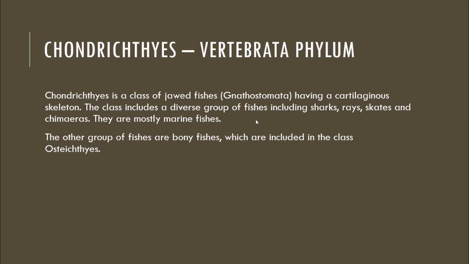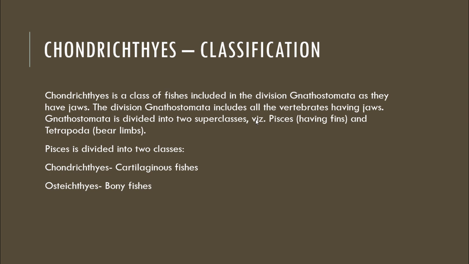So the class includes a diverse group of fishes, including sharks, rays, skates, and chimeras. They are mostly marine fishes. Life is always starting with marine. Just note that. Then the other group of fishes are bony fishes, which are included in the class Osteichthyes. We are still going to look at this. So the classification of the chondrichthyes now is a class. Chondrichthyes is a class of fishes included in the division Gnathostomata as they have jaws.